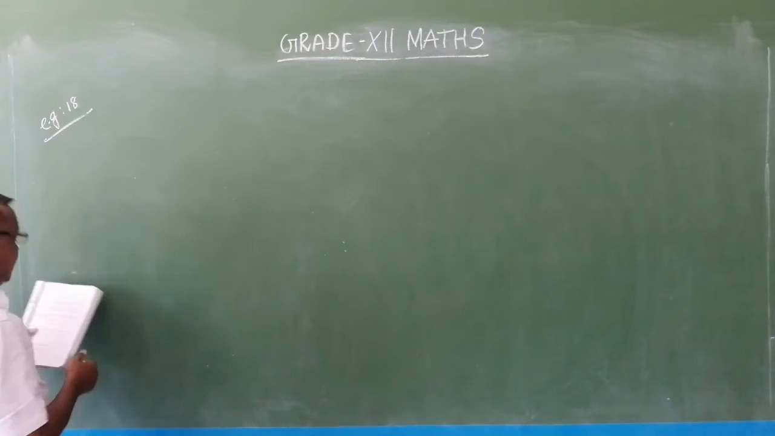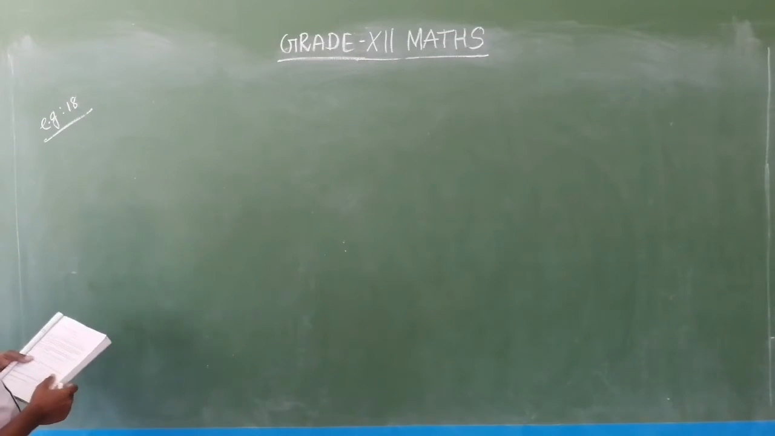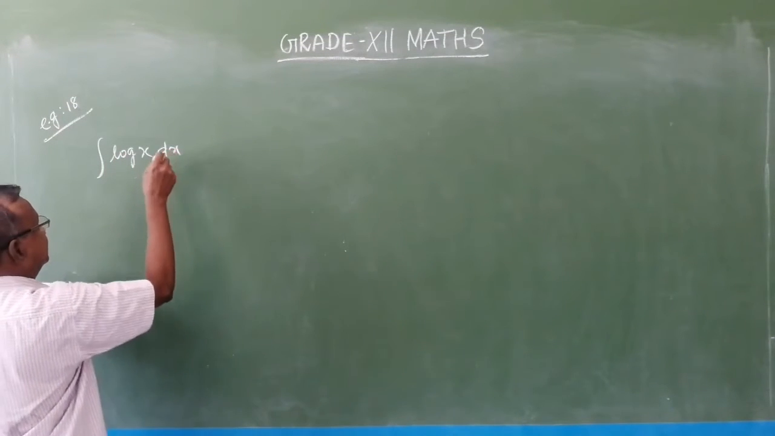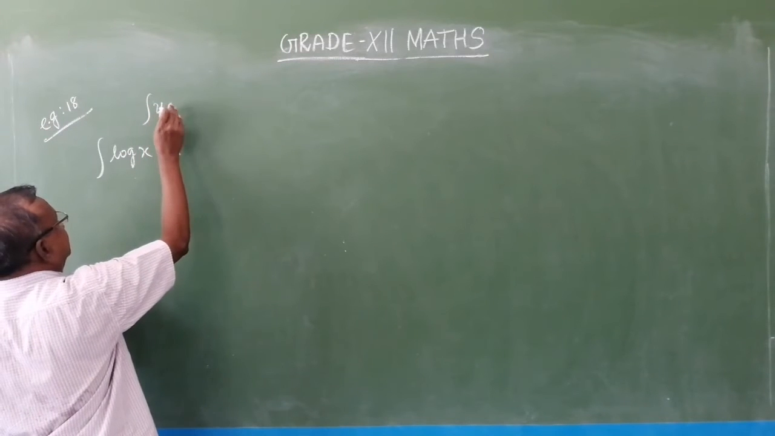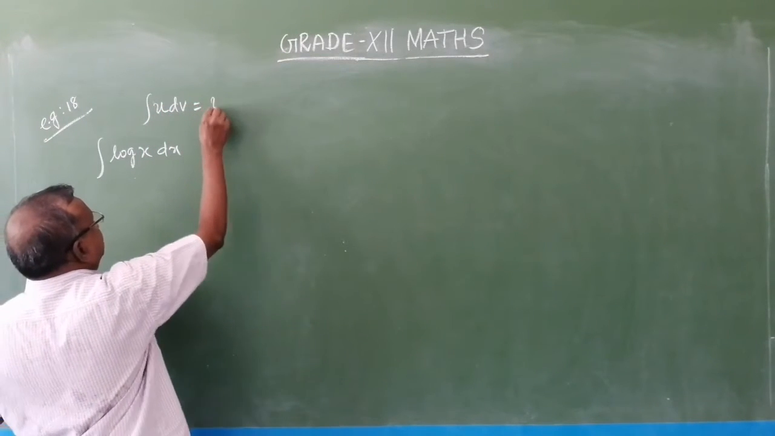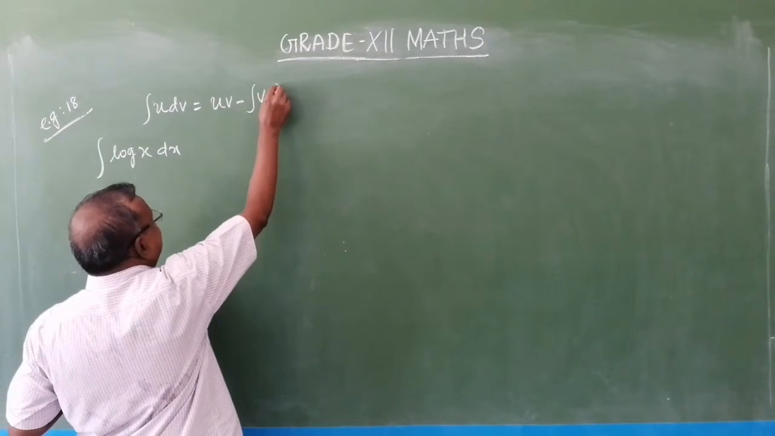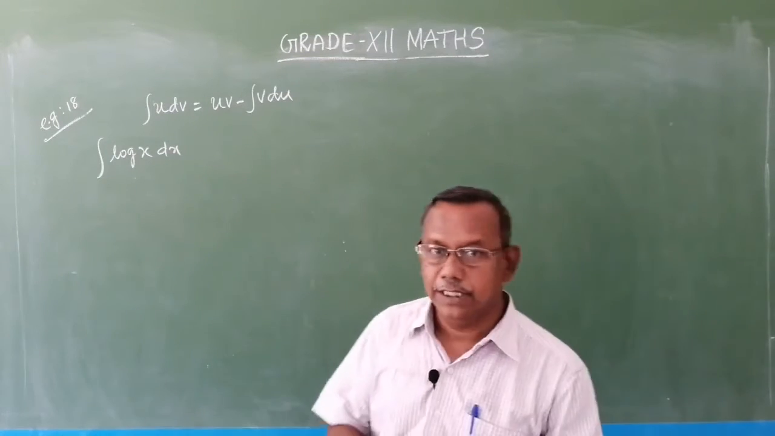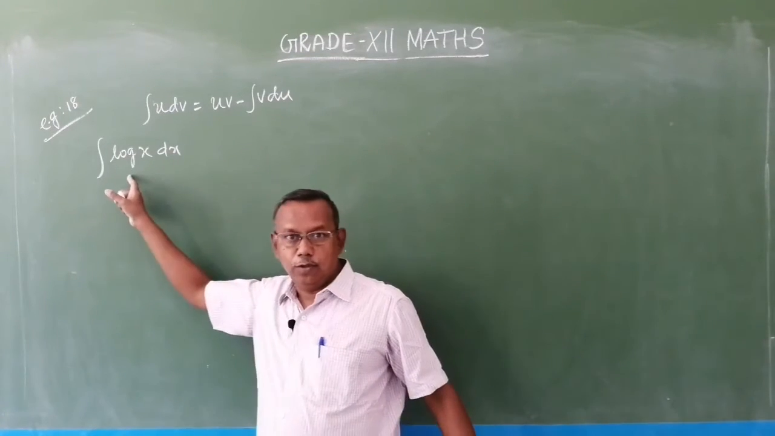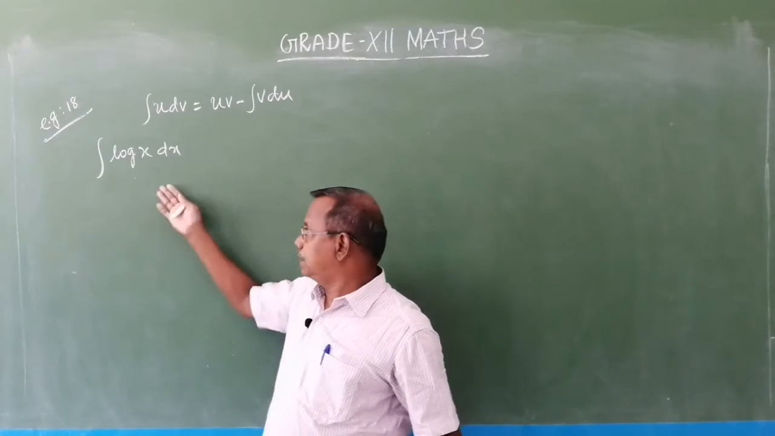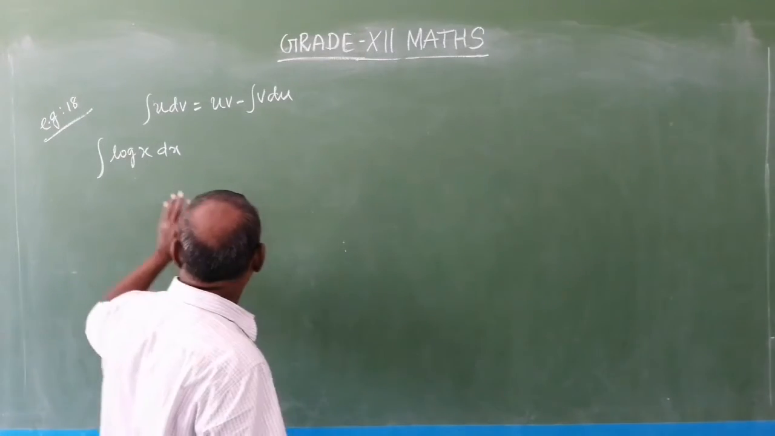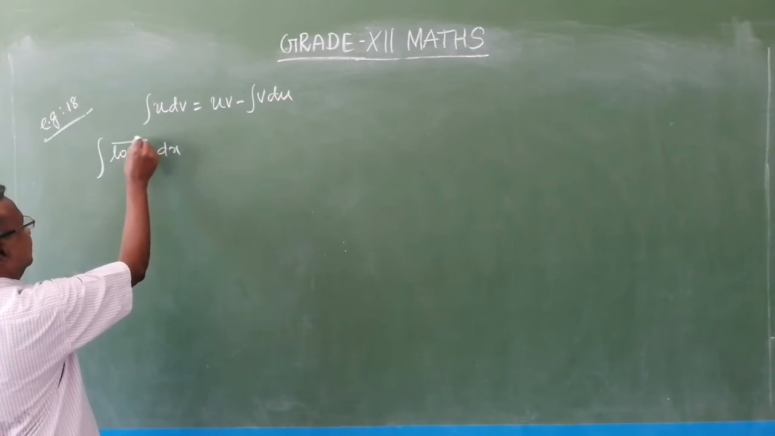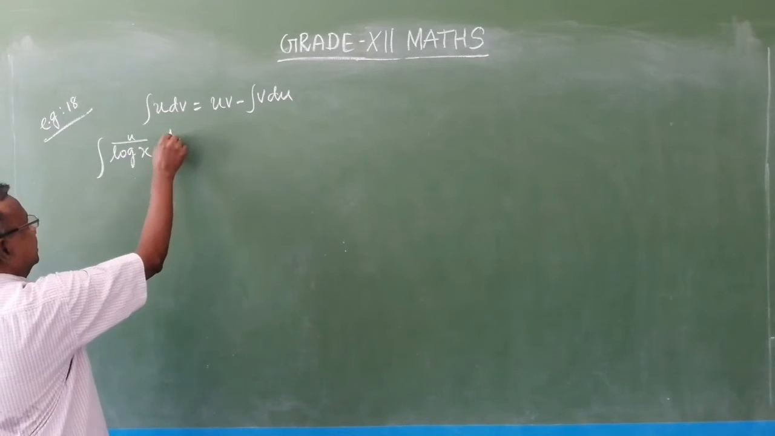Example 18. Find integral log x dx, that is integral log x into dx. Write the formula integral u dv equal to uv minus integral v du. We know the formula for differentiating log x, but we cannot integrate log x directly from the formula. So let us take u as log x and dx as dv.